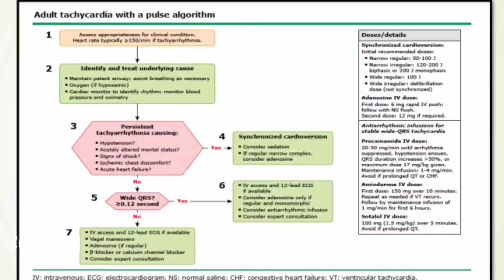Again, the management of tachyarrhythmia is governed by the presence of clinical symptoms and signs caused by the rapid heart rate. So first determine if the patient is stable or unstable. Again, how do you find unstable signs? As I described earlier, it could be hypotension, altered mental status, signs of shock, acute heart failure manifested as acute breathlessness, or even ischemic chest pain.